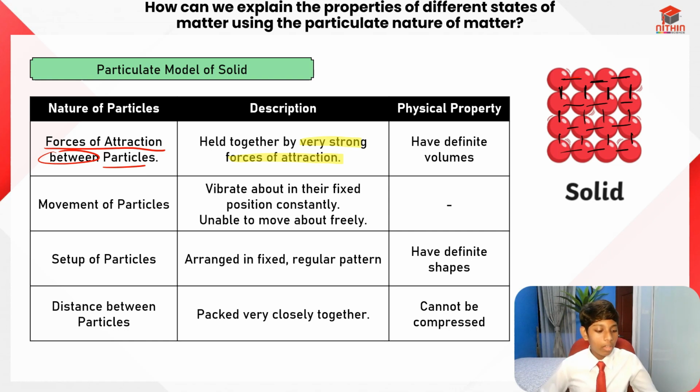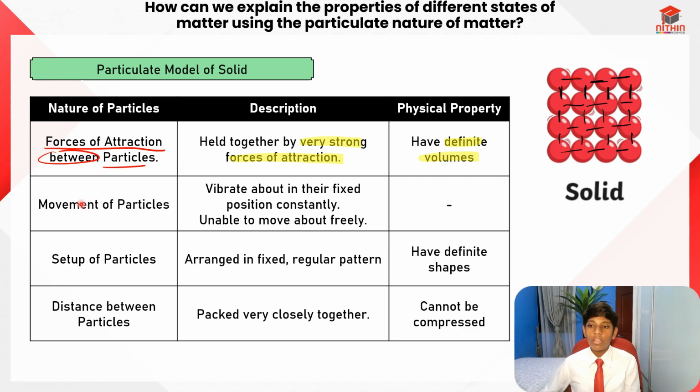After drawing that, I hope you understood how close and how compact they are. They are connected to each other. This is because of the very strong forces of attraction. And what does this mean for the physical property, because of them having very strong forces of attraction? It means that they have definite volumes. This is quite important. They have definite volumes.